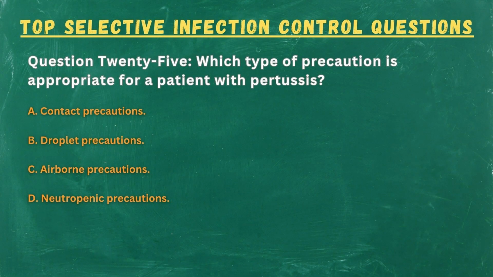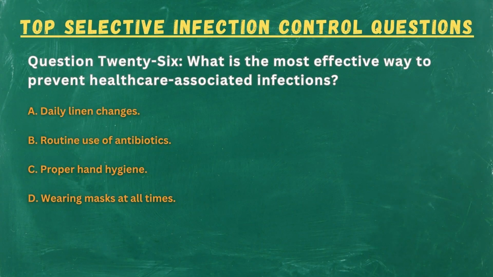Question 25. Which type of precaution is appropriate for a patient with pertussis? A. Contact precautions. B. Droplet precautions. C. Airborne precautions. D. Neutropenic precautions. Answer. B. Droplet precautions. Question 26. What is the most effective way to prevent healthcare-associated infections? A. Daily linen changes. B. Routine use of antibiotics. C. Proper hand hygiene. D. Wearing masks at all times. Answer. C. Proper hand hygiene.